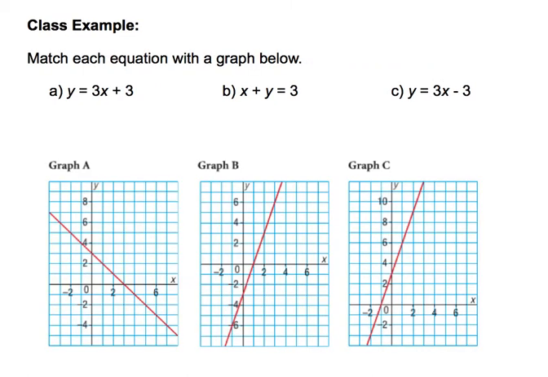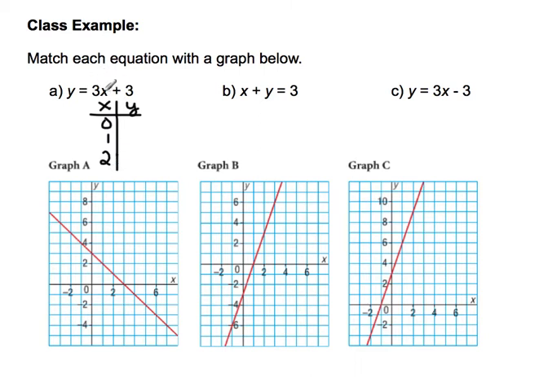Let's go on to the next example. So class example, match each equation with the graph below. So now I'm going to create my little table. And again, I'm going to choose around the origin. So I don't want to deal with the negatives. I like negatives. I just don't want to deal with them today. So I'm going to choose 0, 1, and 2.